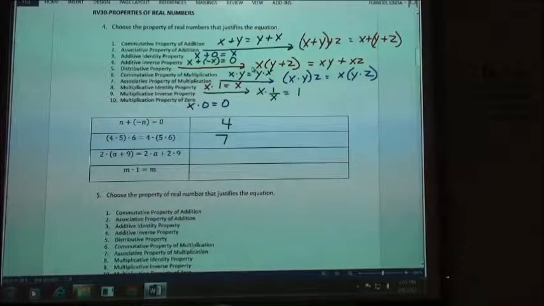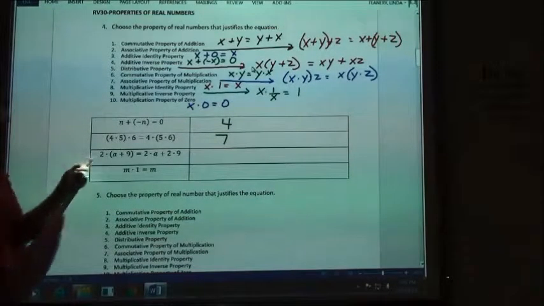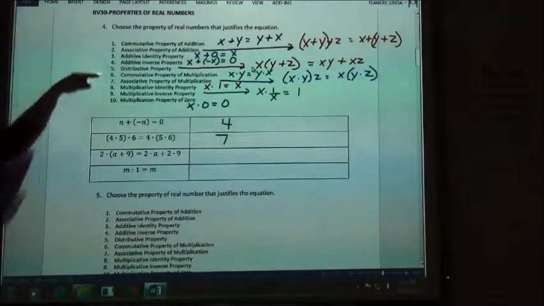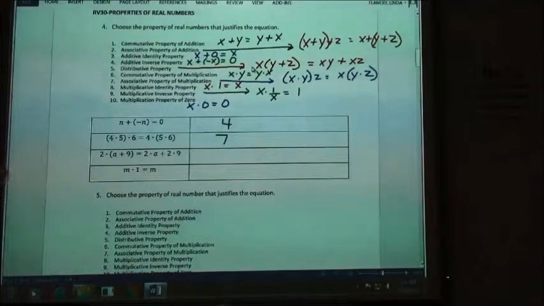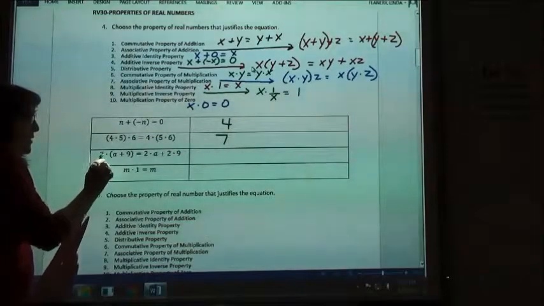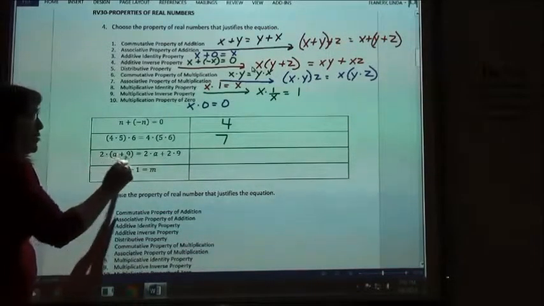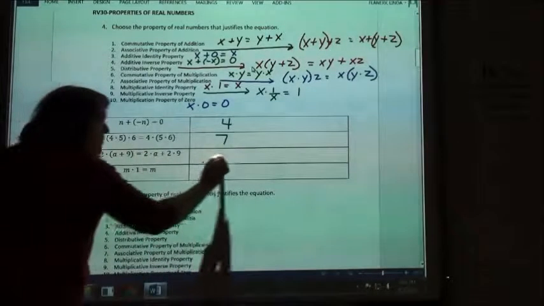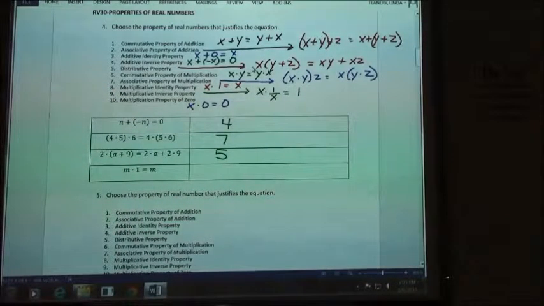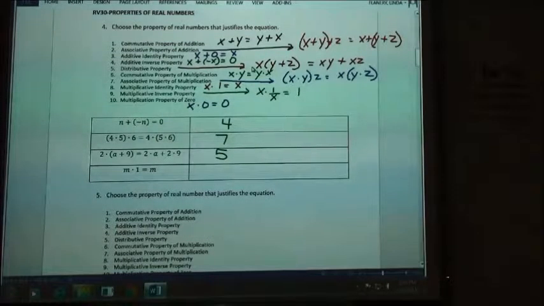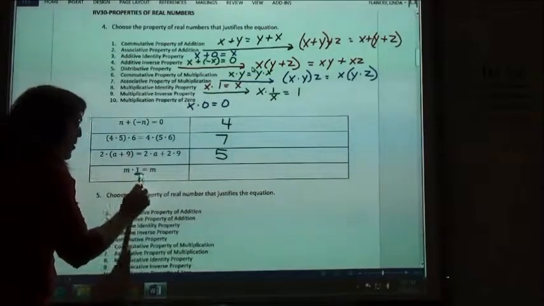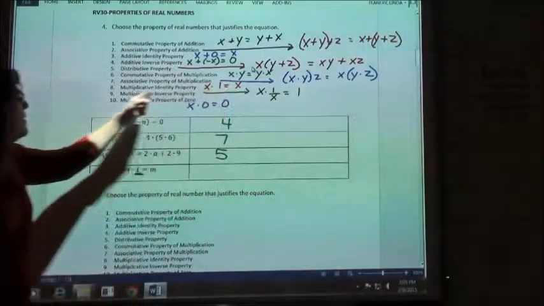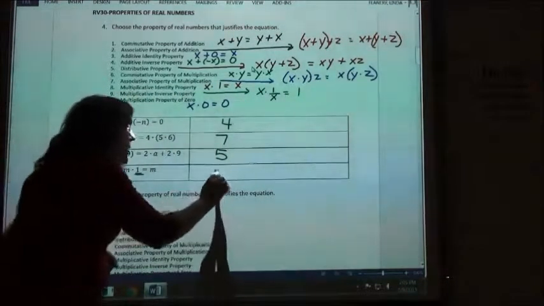Number 7. Here, I look at this one and say, I got both multiplying and adding. Oh, the only property that had both was the distributive property. Does that look like the distributive property? Did I take the 2 times the a and then the 2 times the 9? 2 times a plus 2 times 9. Sure enough, there's my distributive property. The next one I'm multiplying, I hopefully recognize that I'm multiplying by 1. X times 1 equals x. There's my multiplicative identity property.